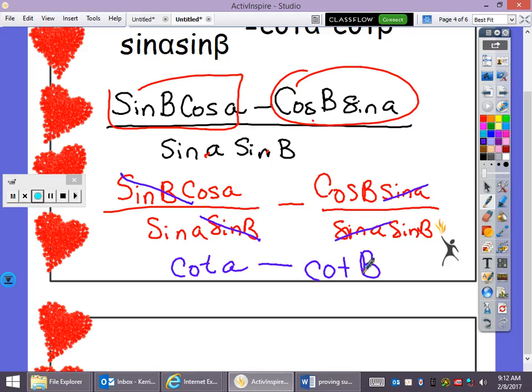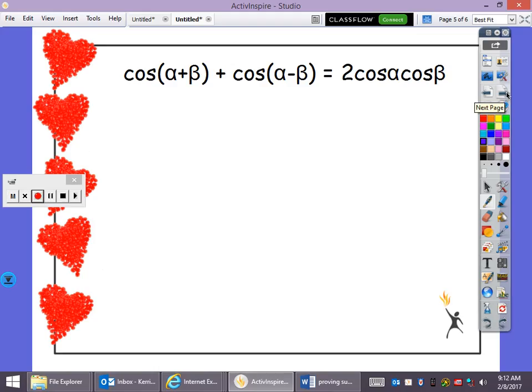5 and 6 are technically the same as problem number 3. It's just all variables, no numbers to switch out. You can only switch out radians, which will have a pi, or degrees. If it is a Greek variable or any other variable, you just keep it going. Good? Okay, number 5. Talk me through it.